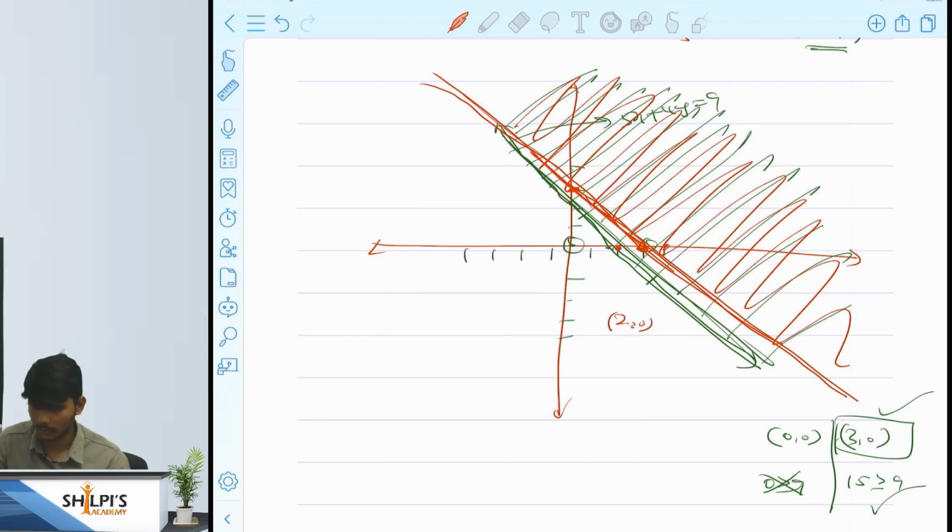So as of now I have one particular line here and I have the second line here. What is the common region for these both lines?